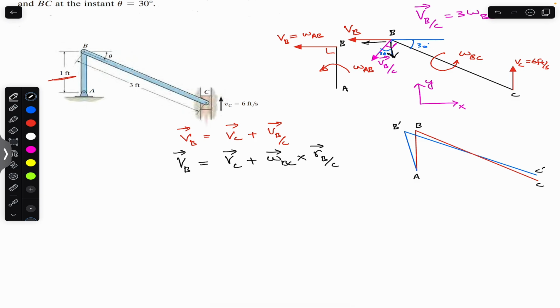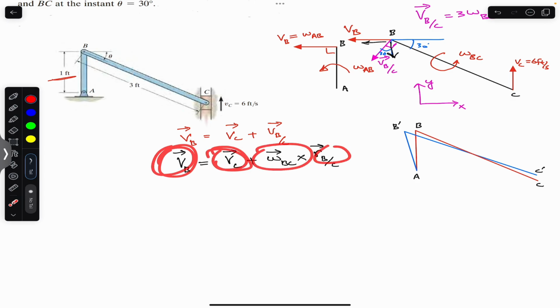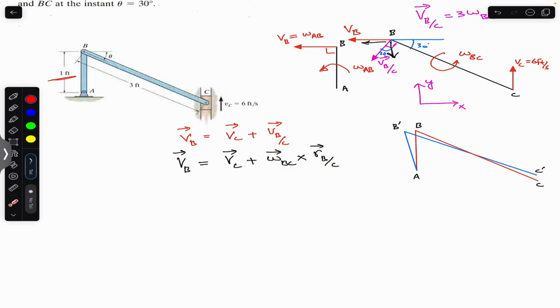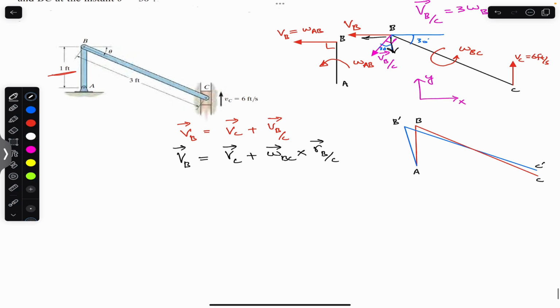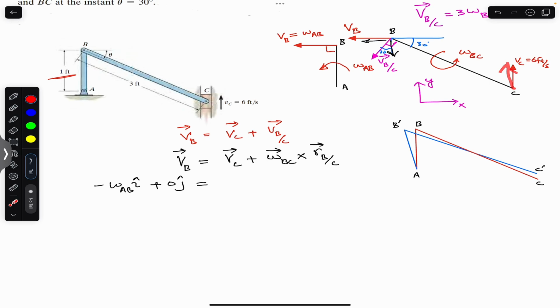So now we need to write the velocity of B, the velocity of C, and all of these in vector notation. Since VB is only acting in the horizontal direction, its magnitude is omega AB, so we will write omega AB in the negative i direction, and its j component is 0. So this is VB in terms of its i and j components. This is equal to VC. Now VC is only acting in the upward direction, that is the j direction, so its i component is 0.